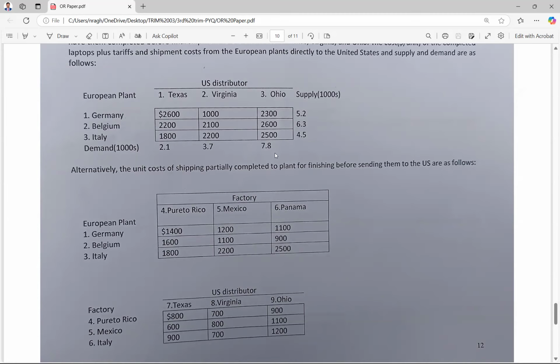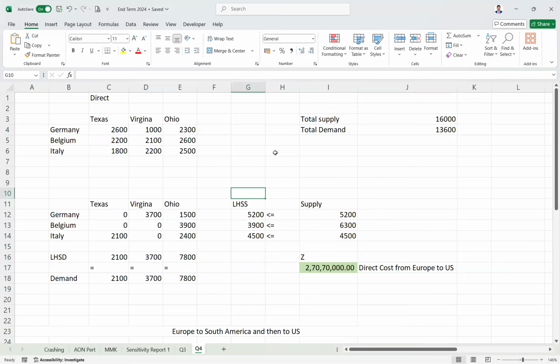Whenever you're doing these problems of supply and demand, always compute total supply and total demand. If you don't do that, you will not understand the crux of the problem. The total supply is 16,000. Just sum it. See at the bottom, you can see the sum, 16,000. And this is the total demand, again see 13,600. Now your supply is greater than demand, meaning you have enough supply to get the entire demand.